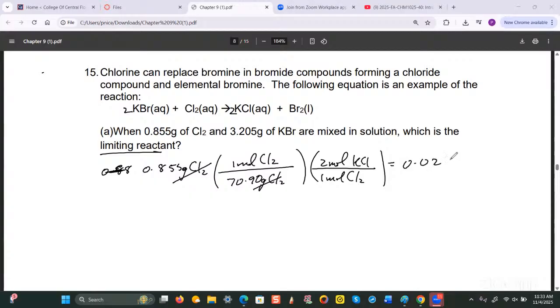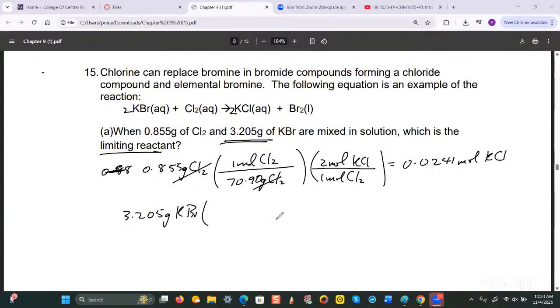0.0241. And please correct me if I'm doing these calculations wrong, because I've been known to make errors. This should be potassium chloride, so KCl. So that's basically that, starting with the 0.855, and then we do something similar with the 3.205 grams of potassium bromide.